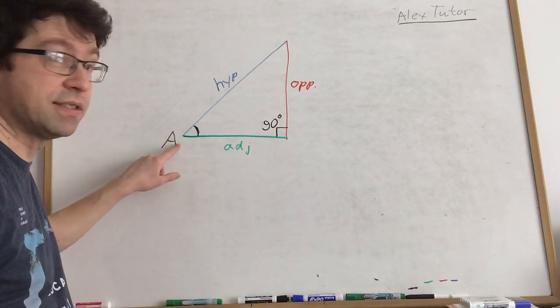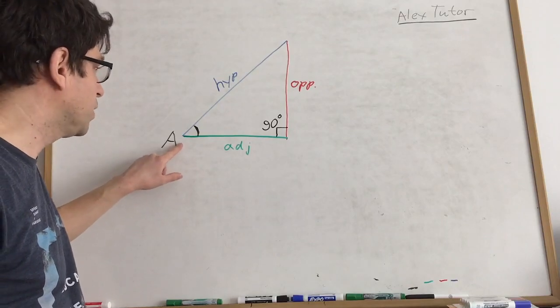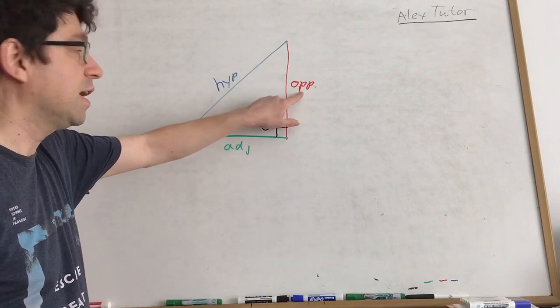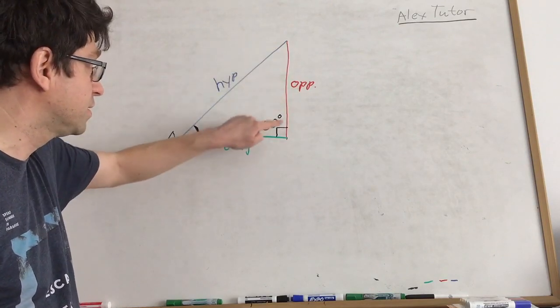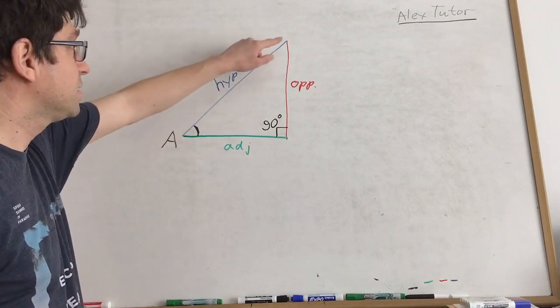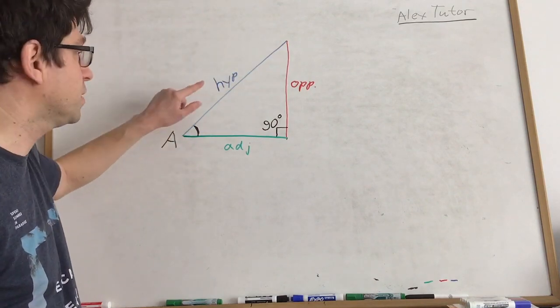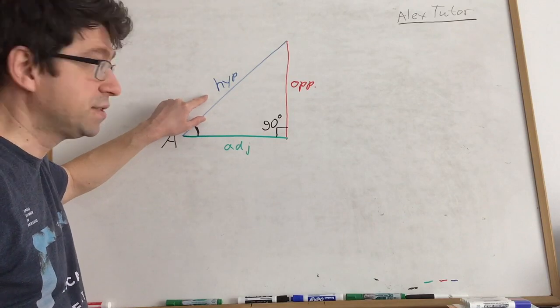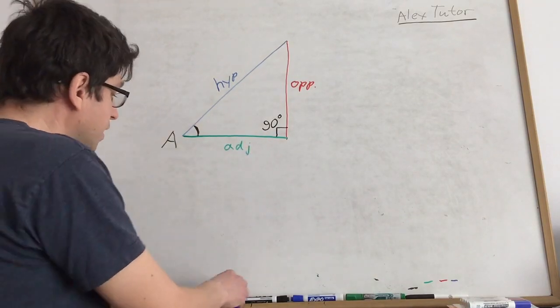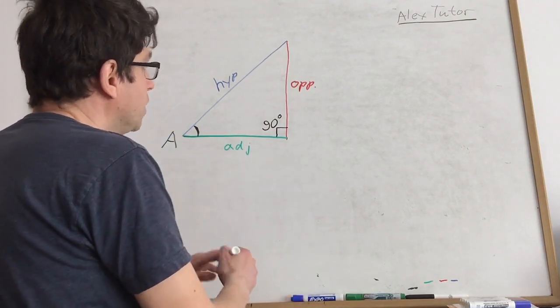When we talk about this angle, this side is adjacent. This side is opposite because you see this side is opposite to this angle. And this is hypotenuse because hypotenuse is opposite to the angle of 90 degrees.